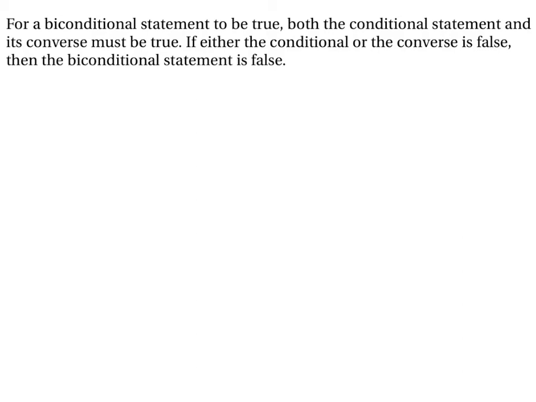You need to write this down. For a biconditional statement to be true, both the conditional statement and its converse must be true. If either one of these is false, the biconditional statement is false. So if anything is false, whether it be the conditional or the converse, then the biconditional itself is false.